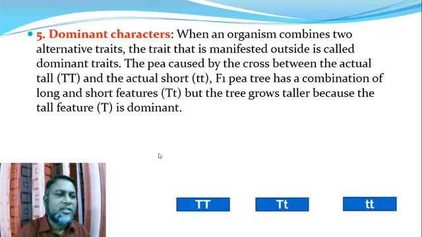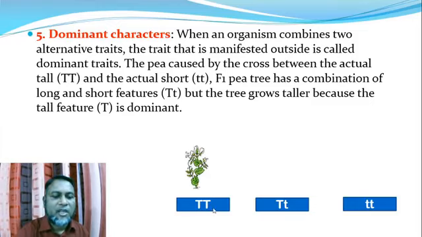Next, we discuss dominant characters. When an organism combines two alternative traits, the trait that is manifested outside is called the dominant trait. The F1, or first filial generation, caused by the cross between the pure tall capital T and the pure short small t, has a combination of long and short features, capital T and small t, but the plant grows tall because the tall feature capital T is dominant.